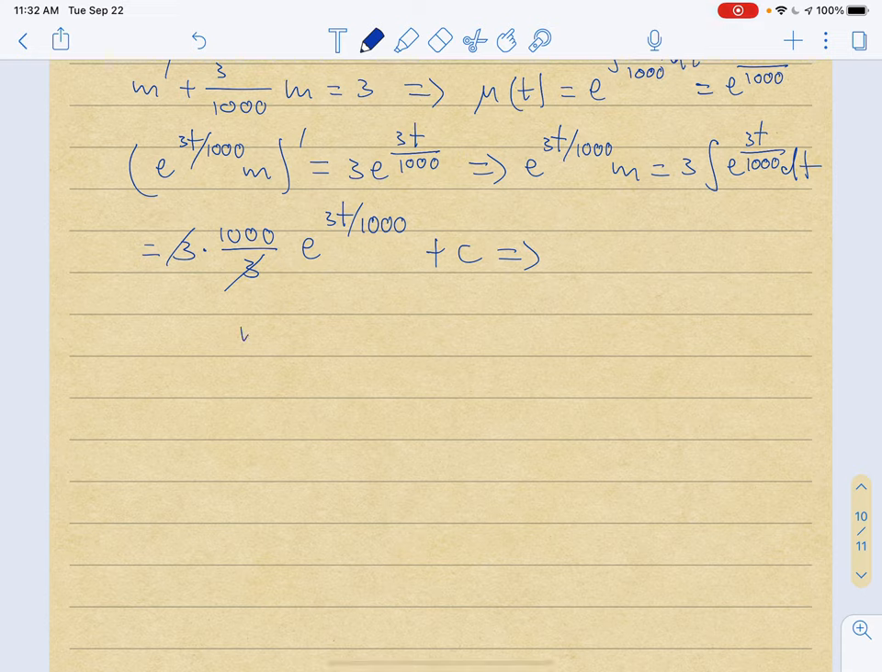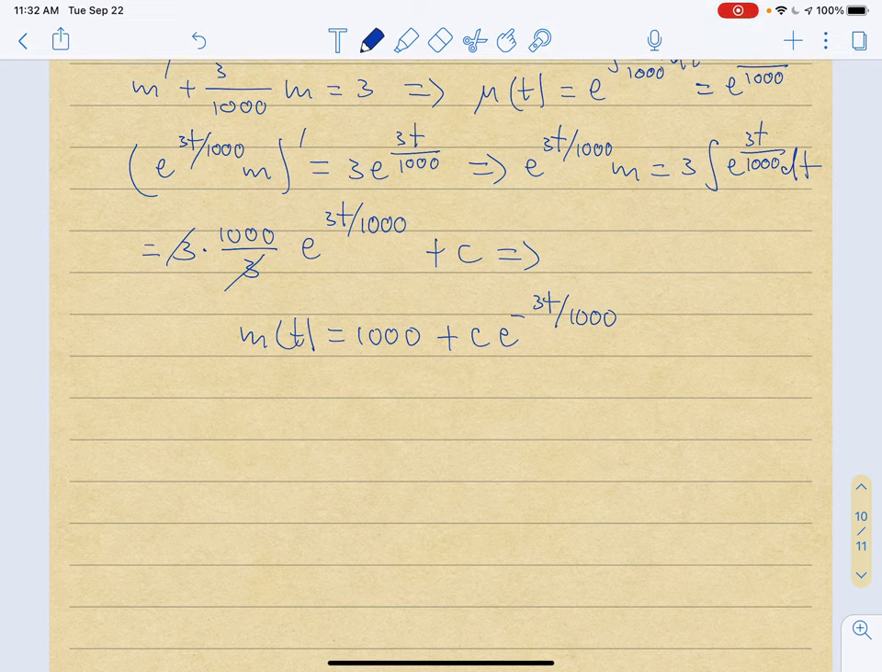So then what I'm going to get is that m of t is 1,000, right? Again, 3 goes away and the exponential cancels out, plus c e to the minus 3t over 1,000. So what we will see is, again, because the power is negative, as t goes to infinity, the exponential will go down to zero. So m for very large t essentially is going to be 1,000 as expected.